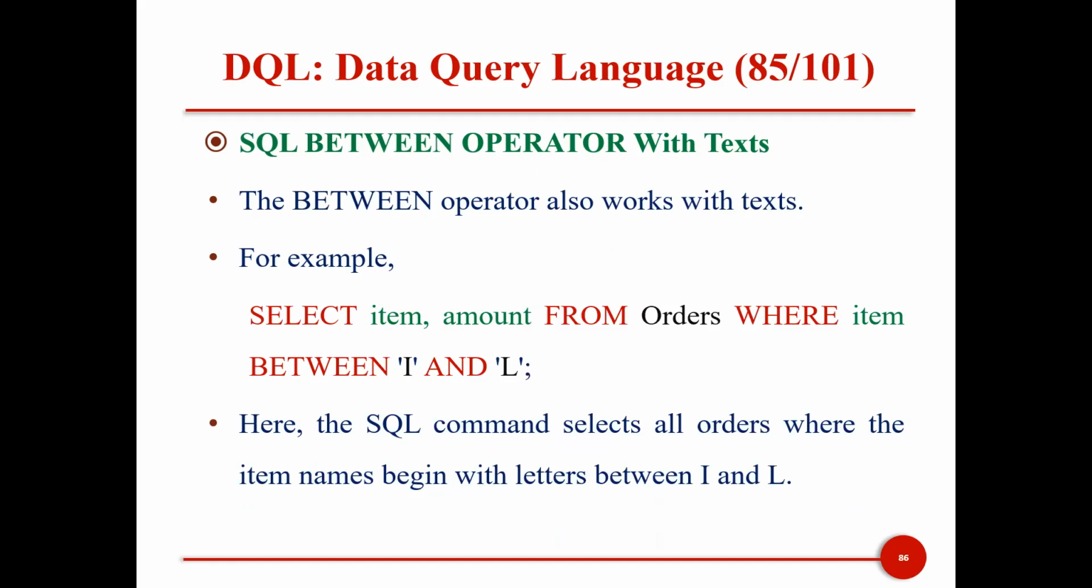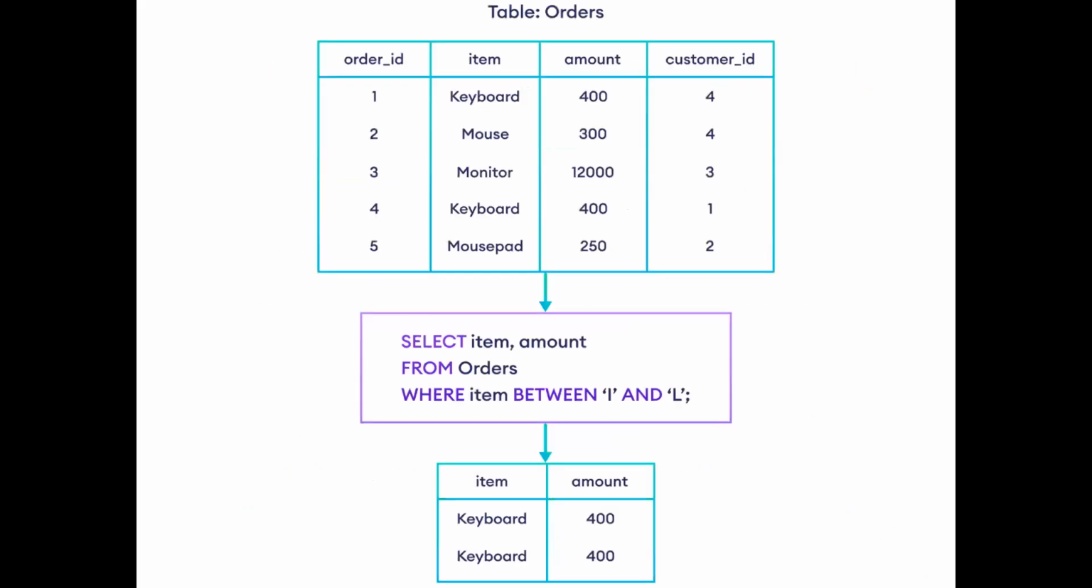Then you can also use BETWEEN with text. For example, if you want to select item and so on from orders where the item is BETWEEN I and L, which means you want the item name to be between I and L. So it will go into the table and look for the column called item. If the item has I and L, it will be able to display that for you.